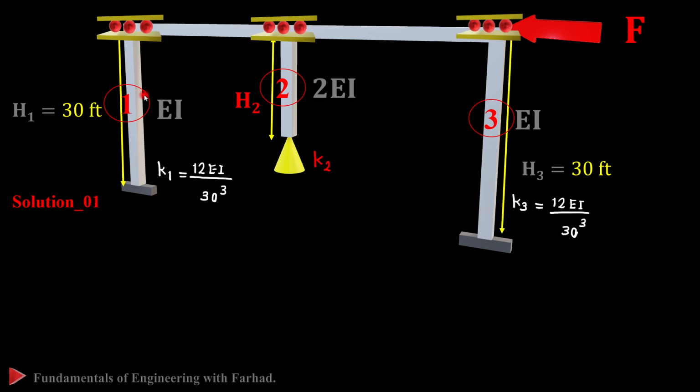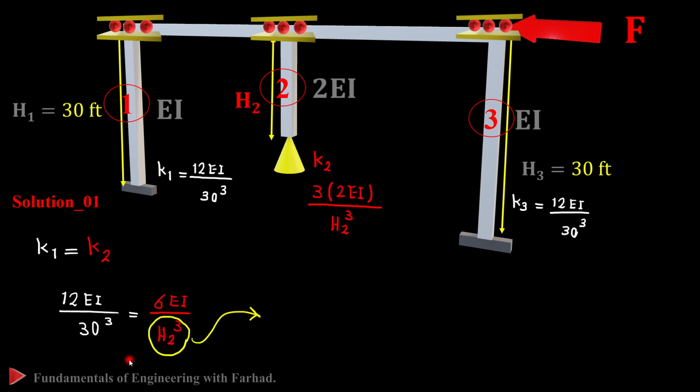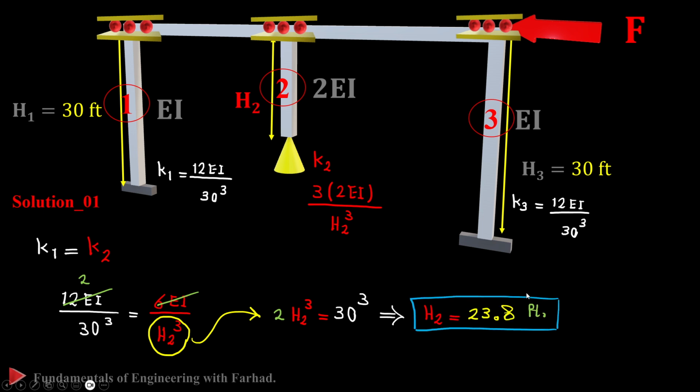Column 1 and 3 are identical to each other and their stiffness is 12 EI over H cubed, and the middle one is 3 EI over H cubed, and instead of EI we replace it with 2 EI, and H2 is the only unknown. We can easily calculate, since K1 is equal to K3, that H2 cubed is equal to 2 times 30 cubed, and that gives us H2 almost 24 feet.